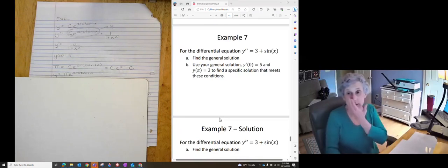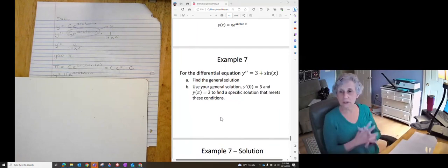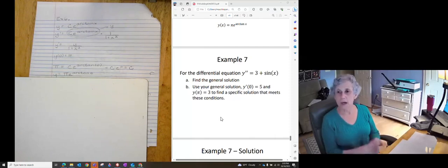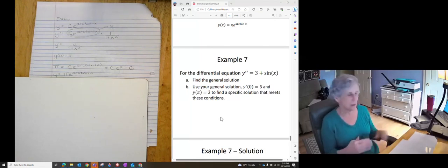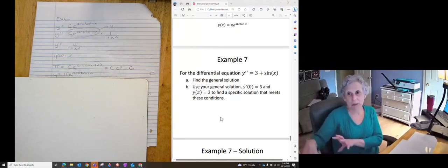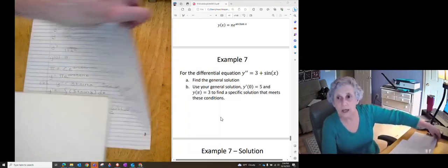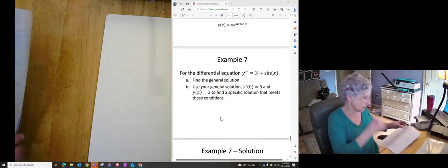Now, let's look at example 7. We want to find the general solution and then use the general solution and the fact that y prime at 0 is 5 and y at pi is equal to 3 to find a specific solution that meets these conditions. So I did it once and I just went directly to B. So let's look at just part A where I find the general solution.